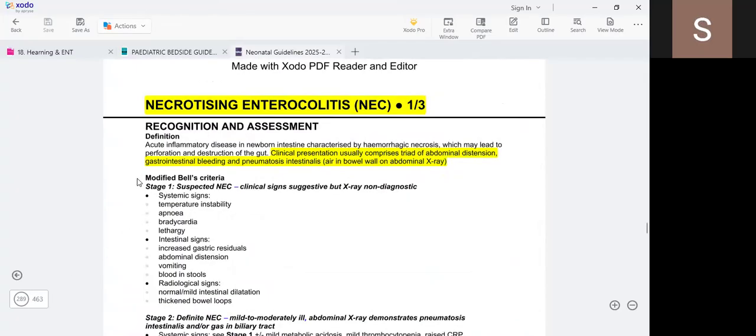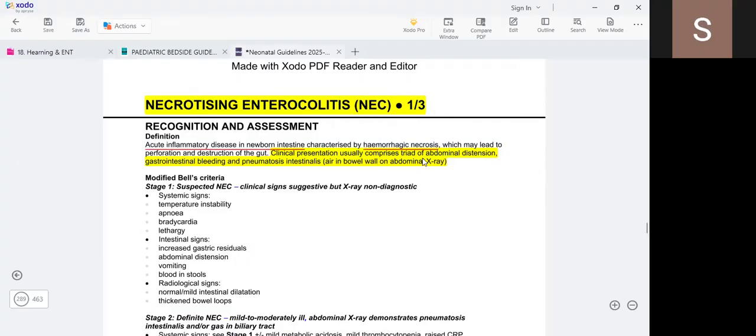What is necrotizing enterocolitis? This is an exam question in the Part 1 exam. It is an acute inflammatory condition of the intestine in the newborn. Hemorrhagic necrosis occurs, with perforation or destruction of the gut.